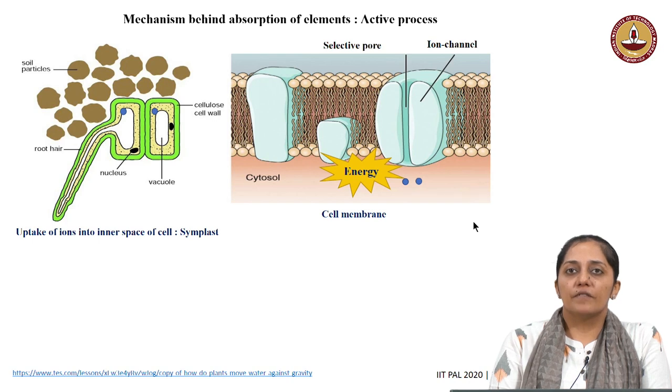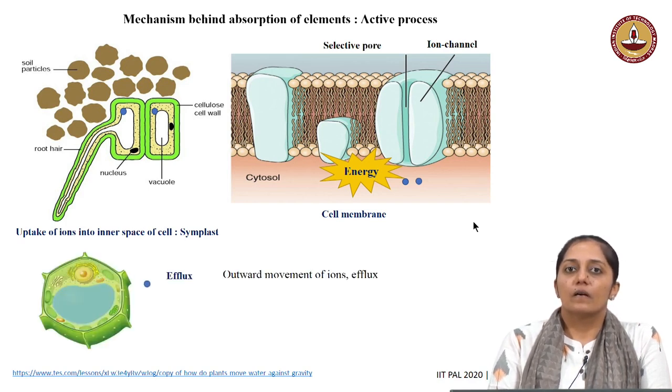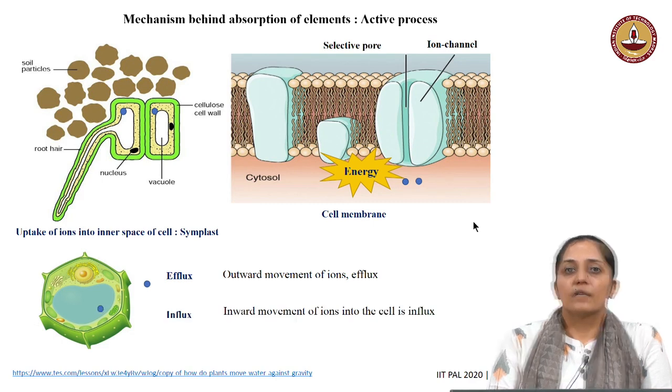Now, this is an energy driven process in which these elements in their ionic forms pass through the cell membrane, through the ion channels present in the cell membrane, with the use of energy. This process of influx and efflux is defined as follows: the inward movement of the ions into the cell is defined as influx, and the outward movement of ions is defined as efflux.